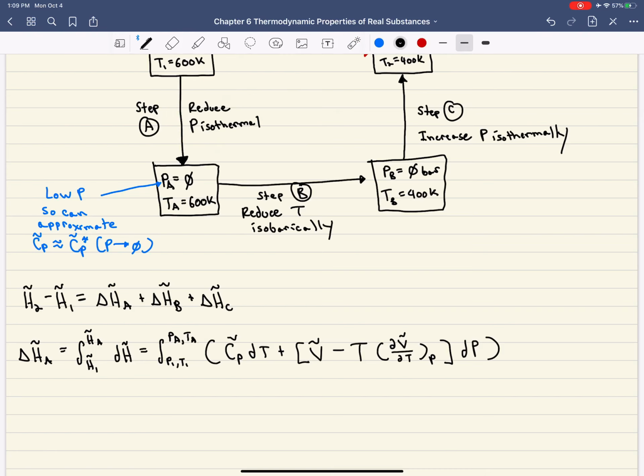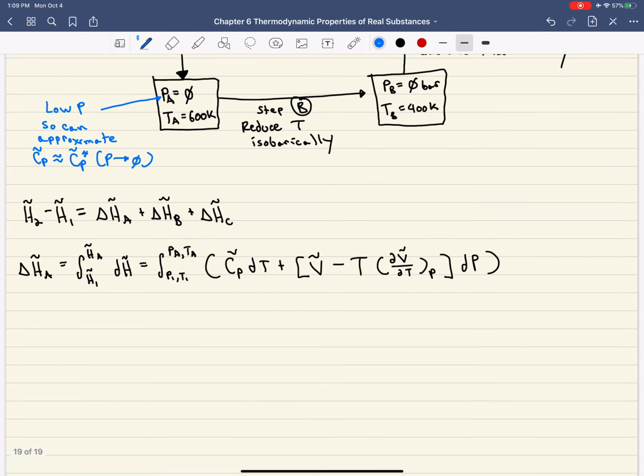And so what that means is that our dT here is equal to 0. And if that's equal to 0, then our CP term just goes away entirely. And so for this reason, because we did this isothermal change in pressure, we actually don't even need to worry about the heat capacity anymore. Okay? And so in the end, our delta HA just simplifies down to this.